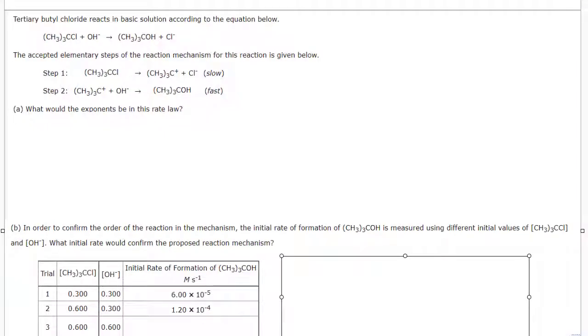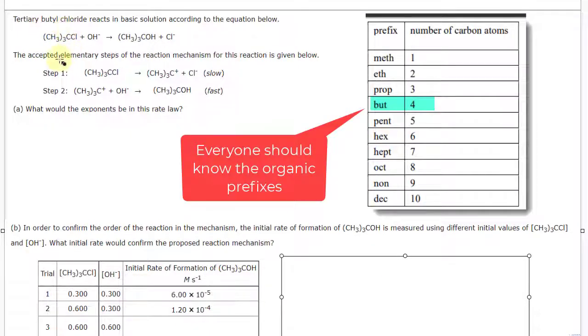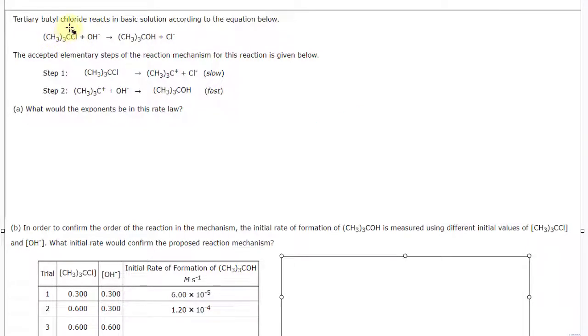Here's a good kinetics problem. Let's deal with it. It starts with tertiary butyl chloride, but let's take a little side trip to tertiary in organic chemistry. It's an interesting term. First of all, butyl in carbon means that you've got 4 carbons. If you can see here, we have 3 carbons and then 1 more, so that's 4. So indeed, we have 4 carbons and a chloride.